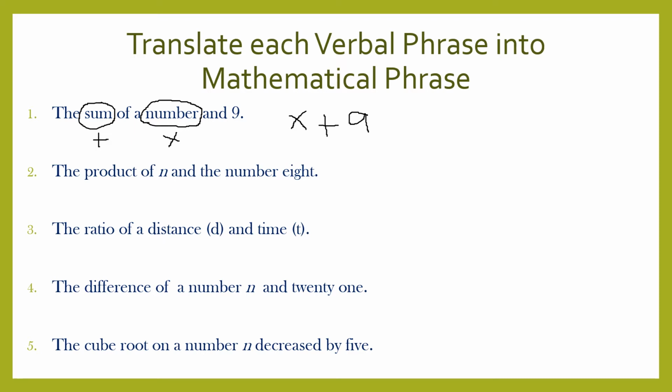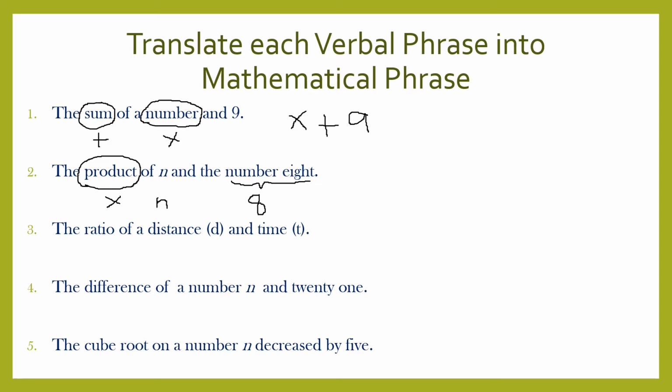Okay, number 2, the product of n and the number 8. So, the operation here is the product, which represents multiplication. Product of n. So, meron ditong given na n. Let us write here n, and the number 8. So, ito yung 8. Combining it together, we will get the product.